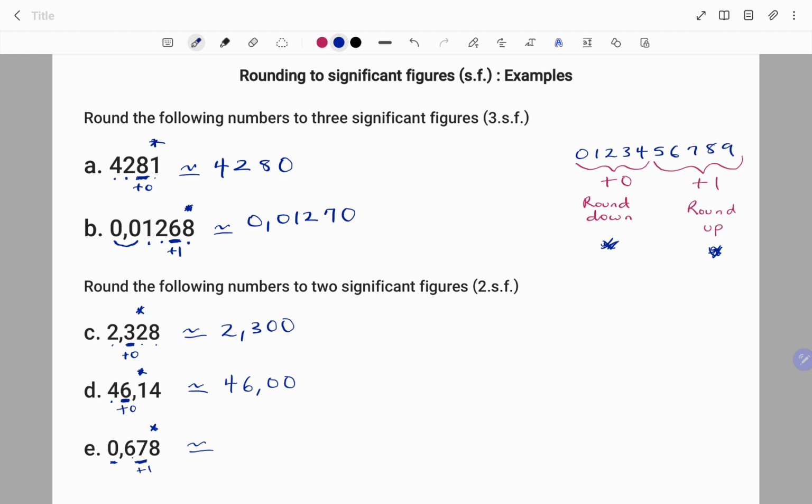So 0.678 rounded to two significant figures will give me 0.67 plus 1, that's 8. Every other number after becomes 0.